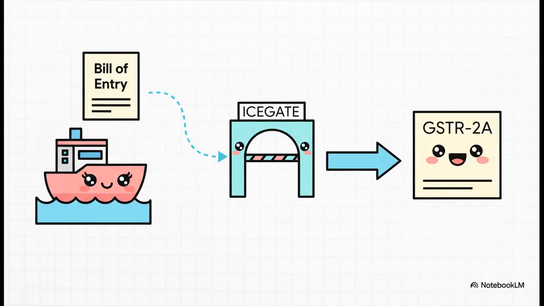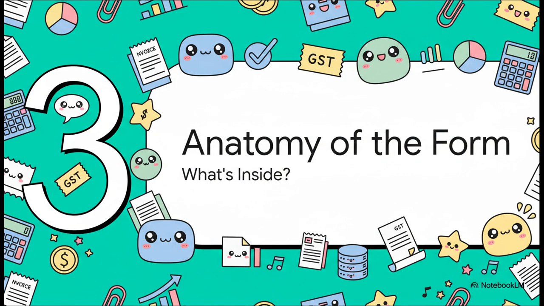And the last piece of this puzzle is imports. It doesn't matter if you're bringing in machinery from Germany or buying from a special economic zone right here in India. The data from your bill of entry is pulled right from the customs portal, called ICEGATE, and lands straight into your GSTR-2A.